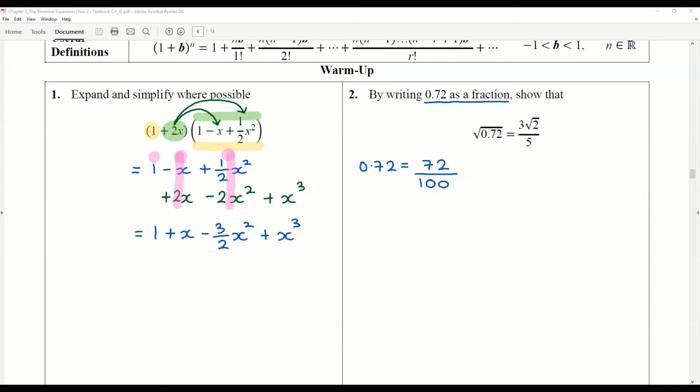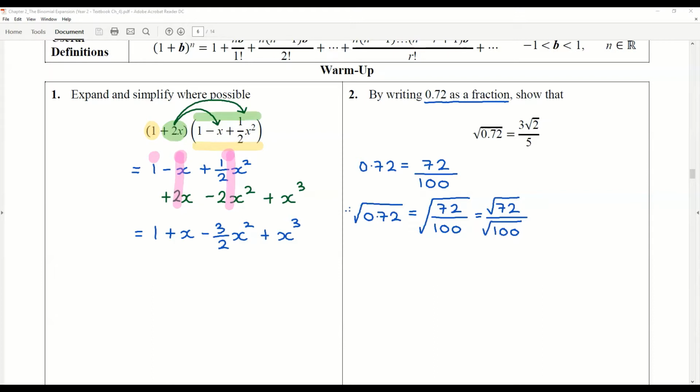Now, what if I want to take the square root of that? Well, therefore, the square root of 0.72 must equal the square root of 72 over 100. So we're going to bring in our rules of surds here. Now, if I'm square rooting the whole fraction, it's the same as square rooting the numerator and the denominator separately. So this must be the square root of 72 divided by the square root of 100. Okay, using the rules of surds.